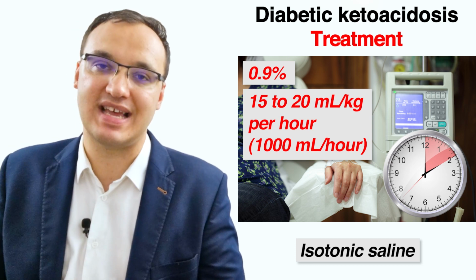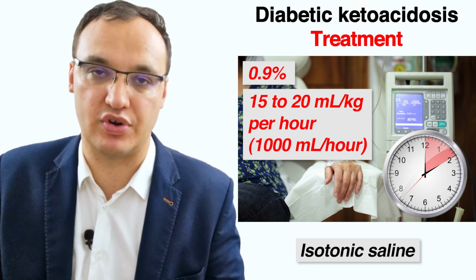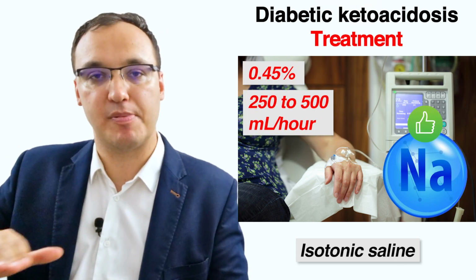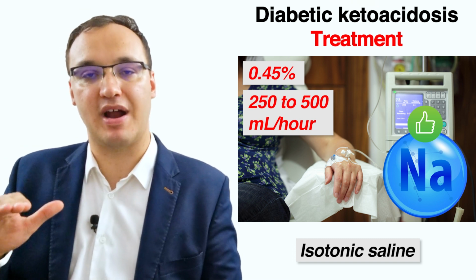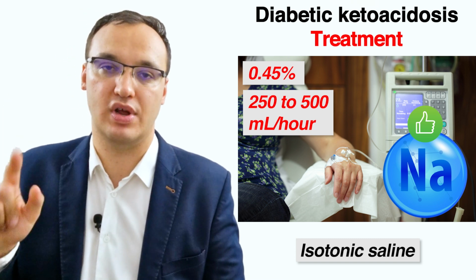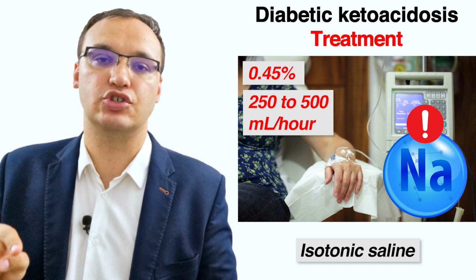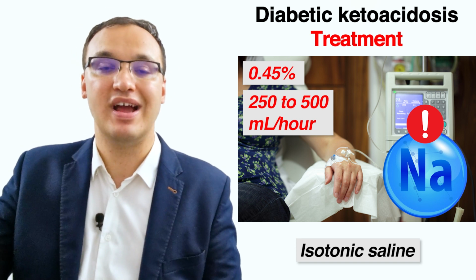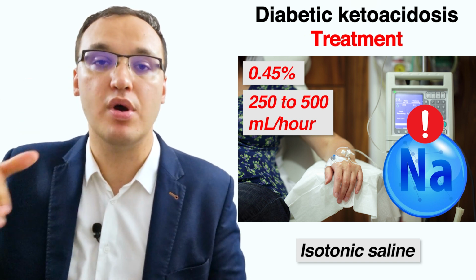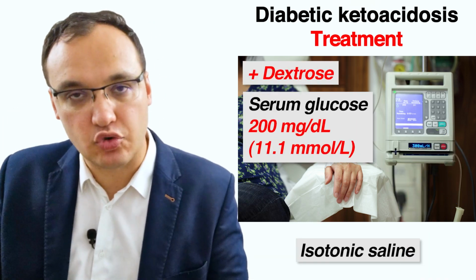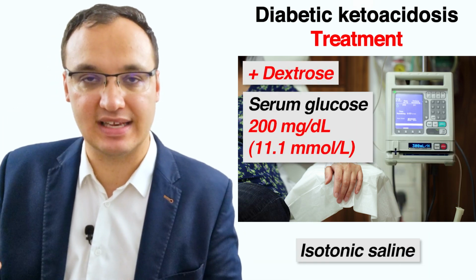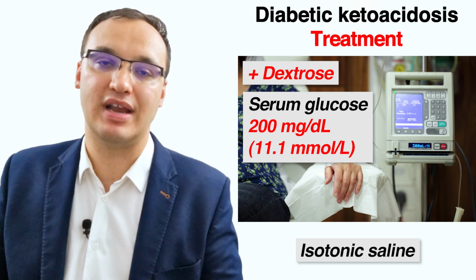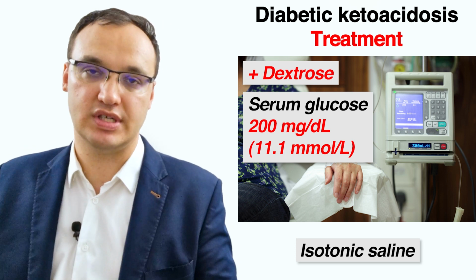And this 0.9% isotonic saline should be infused for the first couple of hours, and afterward it should be followed by 1/2 isotonic saline at the rate of approximately 250 to 500 milliliter per hour if the serum sodium is normal or elevated. And note that isotonic saline should be continued at a rate of roughly 250 to 500 milliliter per hour if hyponatremia or low blood sodium is present. Dextrose should also be added to the saline solution when the serum glucose reaches 200 milligram per deciliter or 11.1 millimole per liter in diabetic ketoacidosis.